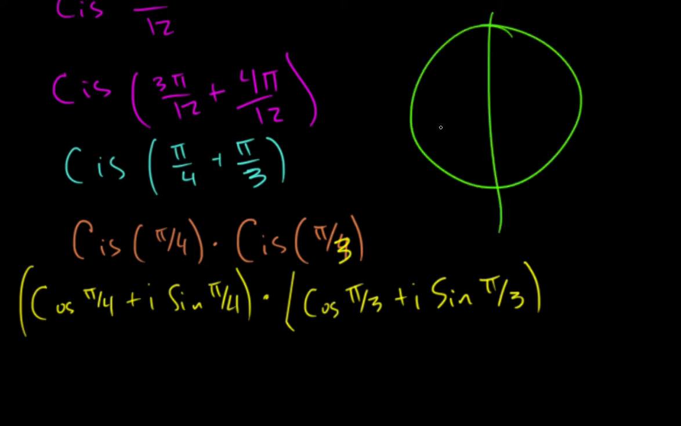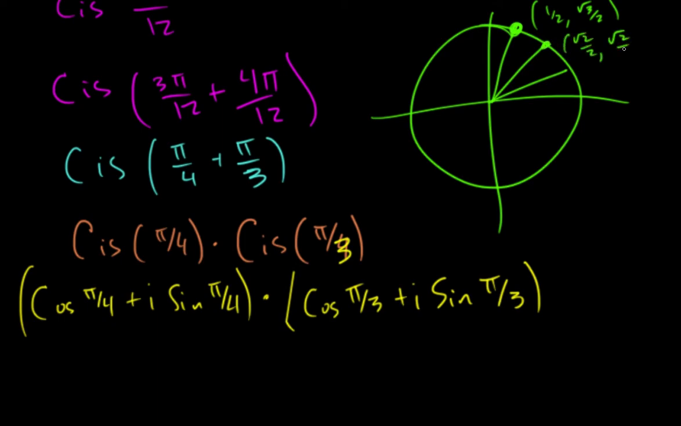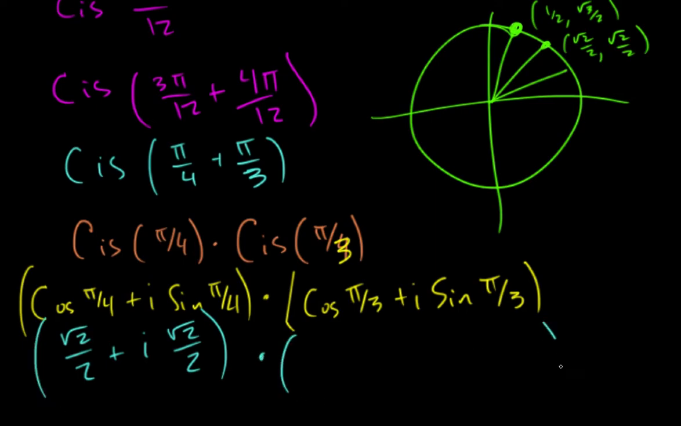So, unit circle. If we have our 3 tick marks, this is pi thirds, and that's going to be 1/2, square root of 3 over 2. And then this one is pi fourths, and that's square root of 2 over 2, square root of 2 over 2. And that's all we need for this part. So cosine is going to be the x value, so we get square root of 2 over 2. And then this will be the y value, which is also square root of 2 over 2. And then right here, we get the x value, which is 1/2, and then square root of 3 over 2.